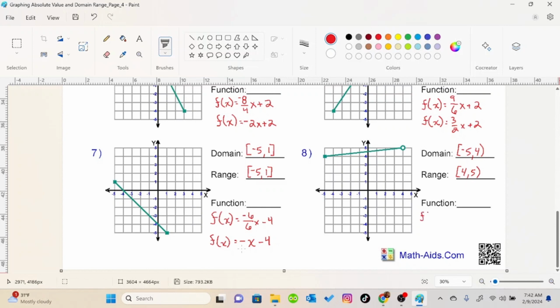Our function, f of x equals, our slope goes up 1 over 9. And we cross the y-axis at what appears to be approximately 4.5. So our function would be f of x equals 1/9 x plus 4.5.